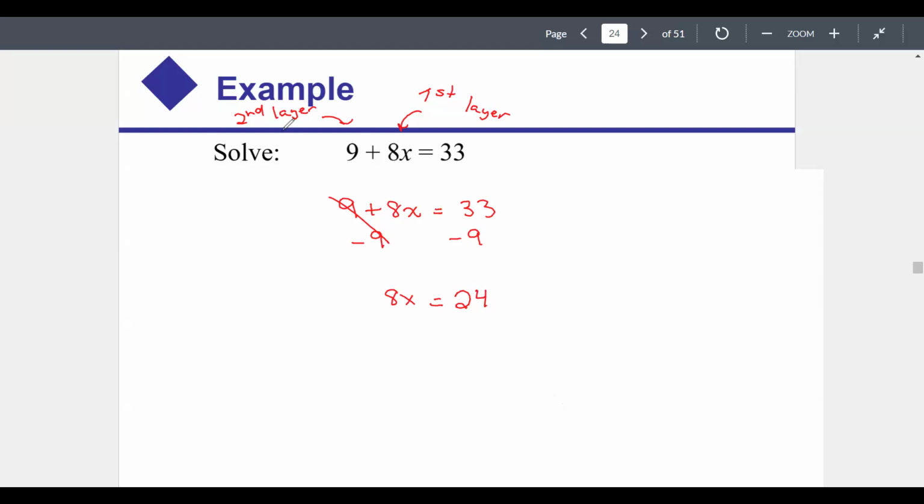Now I want to get rid of my next layer. The second layer I removed because that was the last one I added on. Now I can get down to that first layer. I have that 8. And once again, I'm just going to say I'm dividing both sides by that 8. And we get x is equal to 3.